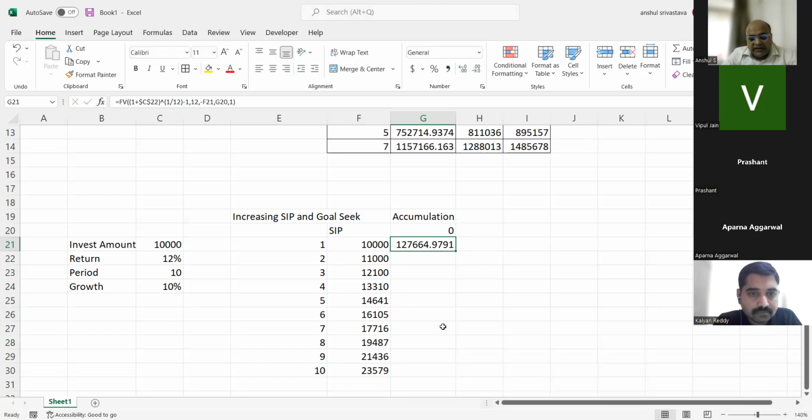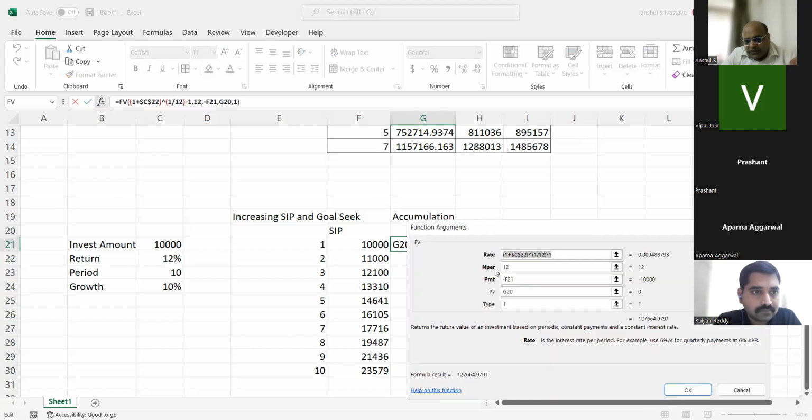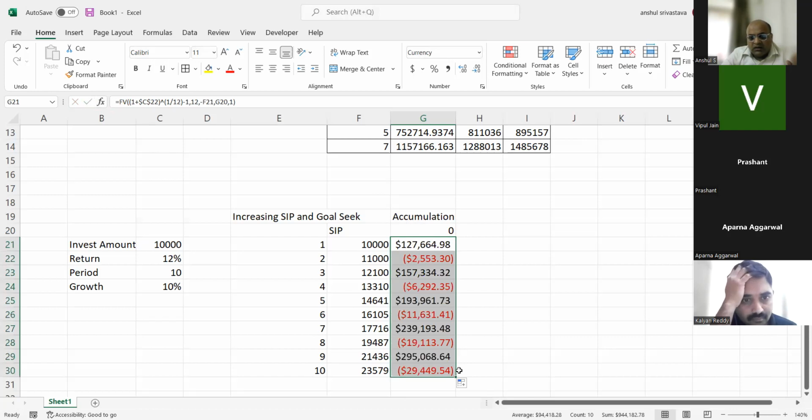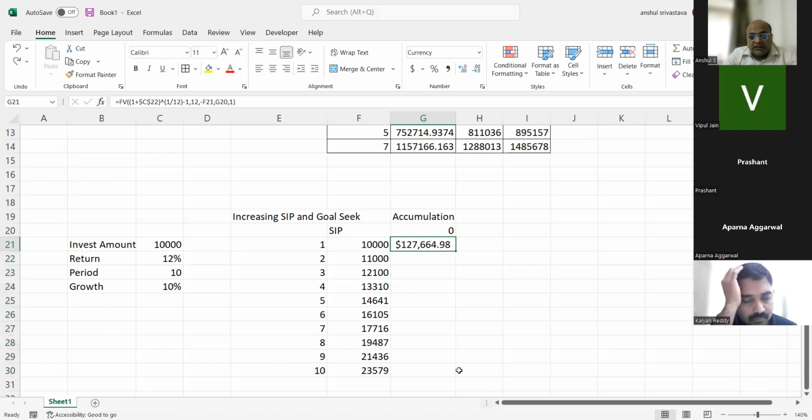Why is it not dragging down? Have we missed fixing something? Because rate we have fixed, number of periods 12. PMT we don't need to fix. PV is G20, we do not need to fix. So why are we not getting the answer? Just let me do it again.